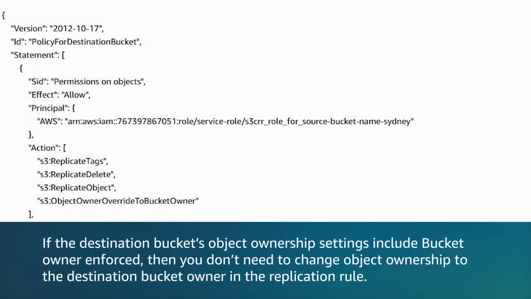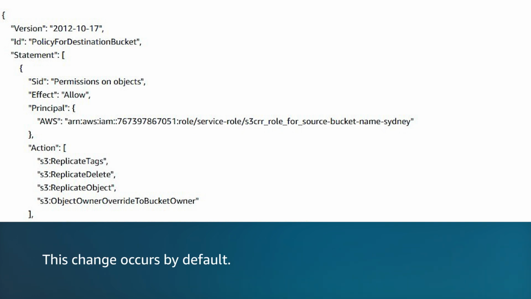Note: if the destination bucket's object ownership settings include bucket owner enforced, then you don't need to change object ownership to the destination bucket owner in the replication rule. This change occurs by default.